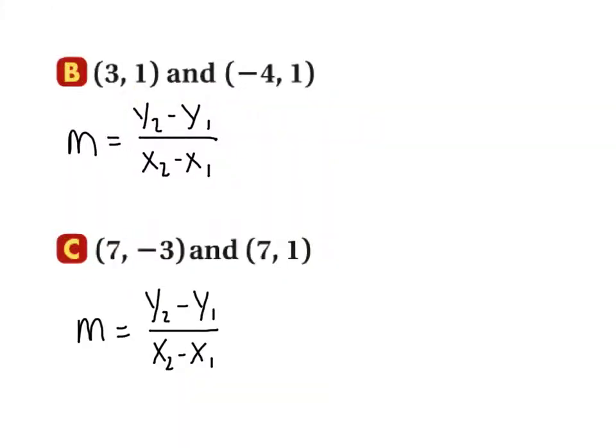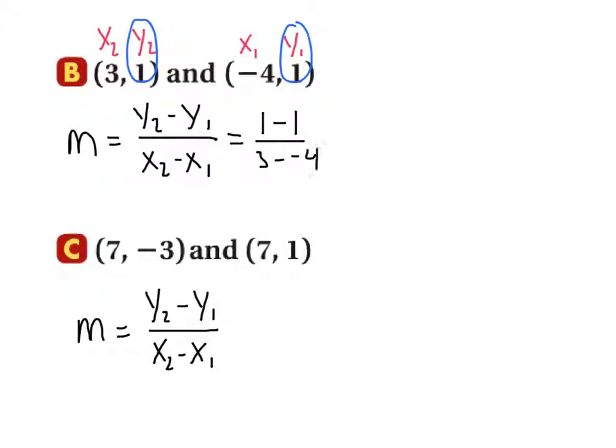So in example B, first thing I'm going to do is decide first point and second point. And just for giggles, I'm going to say that this is my first point. Just to show you guys that it doesn't matter which one you call your first and which one you call your second points. Okay? So, y2, y1, I have 1 minus 1 over x sub 2 is 3 minus x sub 1 is negative 4. Well, 3 minus a negative 4 is 3 plus 4. So my answer is 0 over 7.